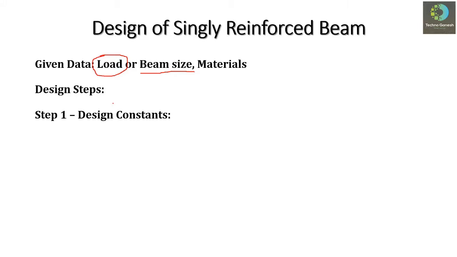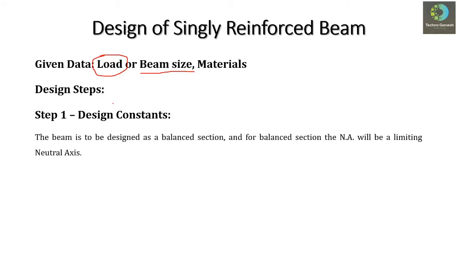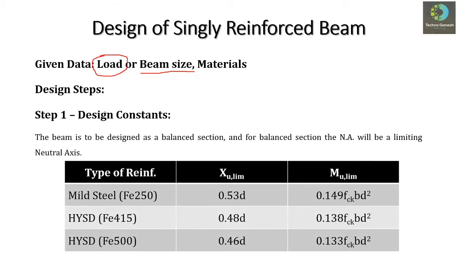Just as we know, for the grades of steel, the values of limiting depth of neutral axis and limiting moment are given. So for the balanced sections, we have to consider the Xu limiting and the Mu limiting values. For these different grades of steel, these values have been provided. So accordingly, we have to consider the values for Xu limiting and Mu limiting as standards or design constants. So this is step number one.